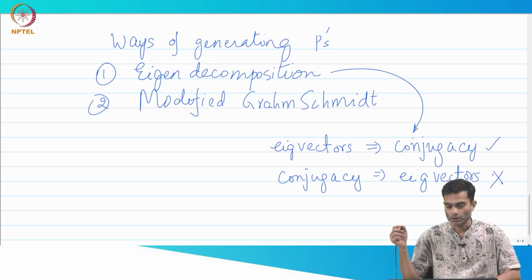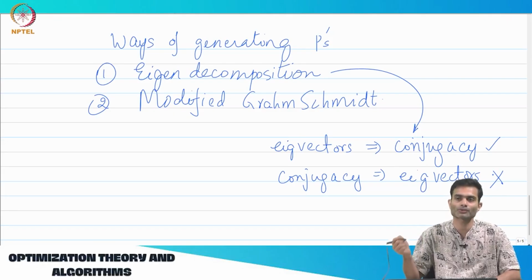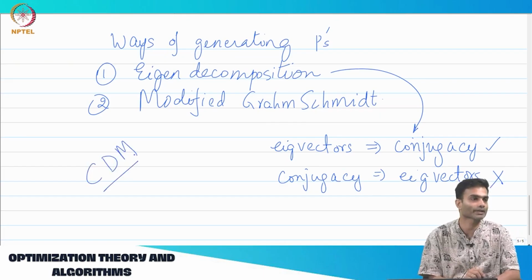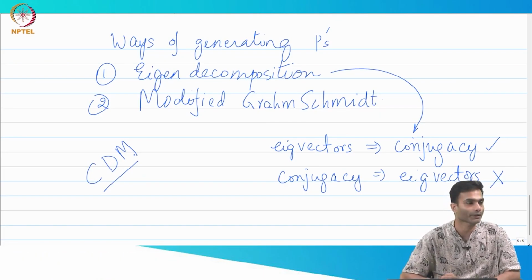Okay. So these are the standard ways by which we can generate the P's, and you may not see it yet. This is also the reason why the CDM, right? What was CDM? Conjugate directions method. This is also the reason why the CDM did not take off for a very long time. Can you tell me why?